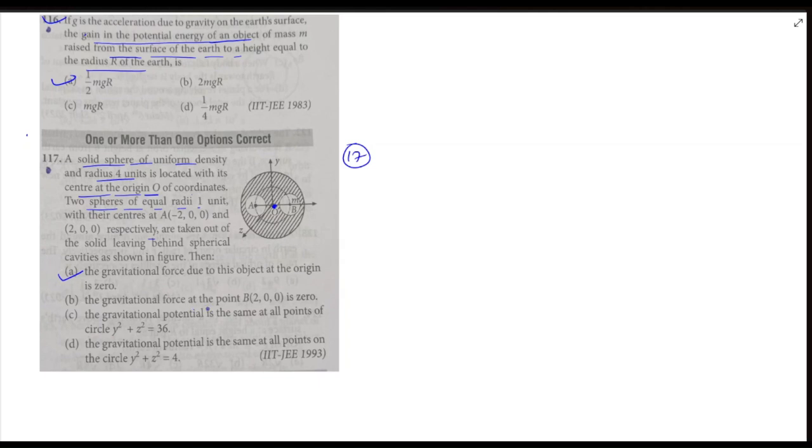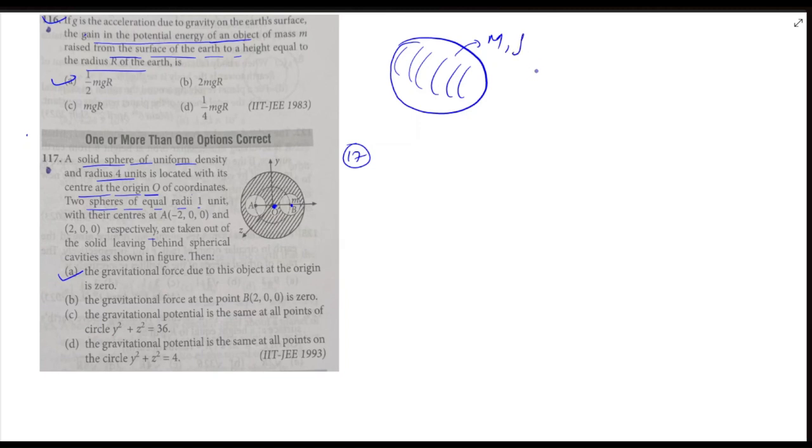Next, the gravitational force at a point 2, 0, 0. So here we want to find the gravitational force. Now let's check, will it be 0? We have to find. Okay. So look, first we'll consider this as a whole, and it has a mass capital M, right? And it has a density rho.